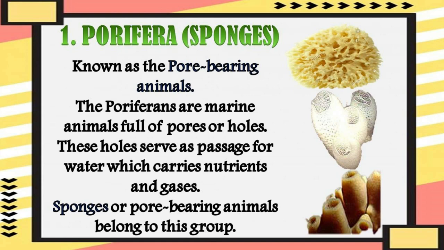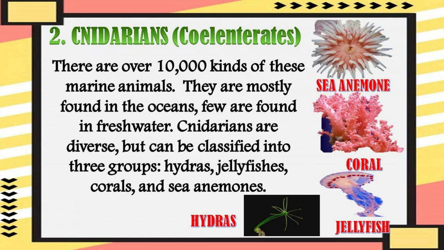Cnidarians or coelenterates. There are over 10,000 kinds of these marine animals. They are mostly found in the oceans. Few are found in fresh water. Cnidarians are diverse, but can be classified into three groups: the hydras, jellyfishes, corals, and sea anemones.